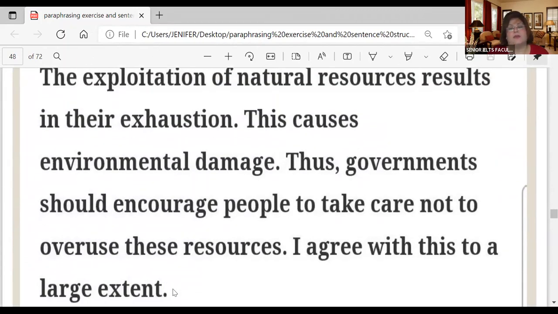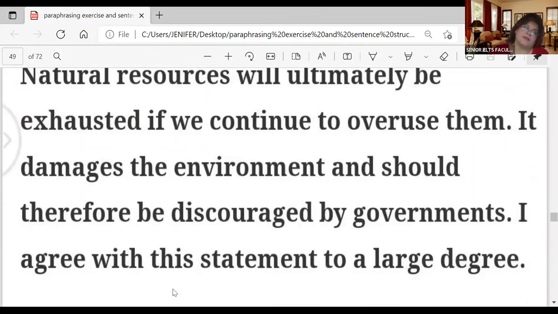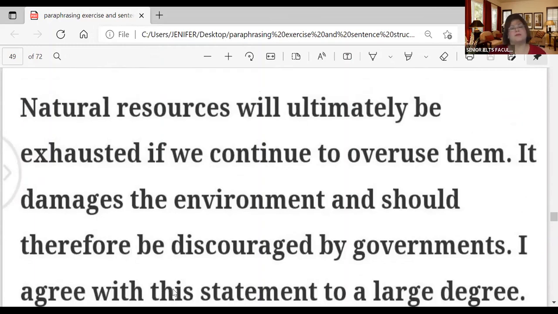Another way to write, okay, who is going to read it? The exploitation of natural resources results in their exhaustion. This causes environmental damage. Thus, governments should encourage people to take care not to overuse these resources. I agree with this to a large extent. Excellent. Large extent you can also write. Okay, the third statement.